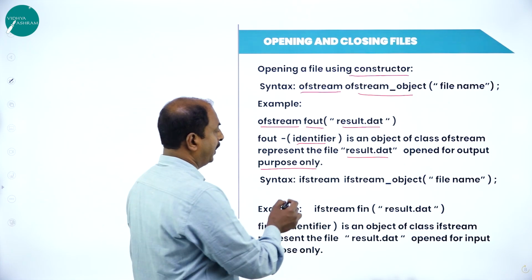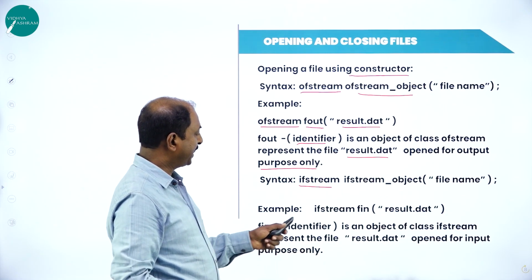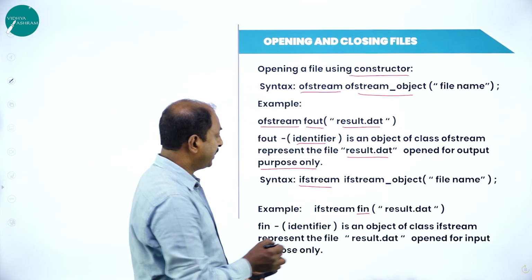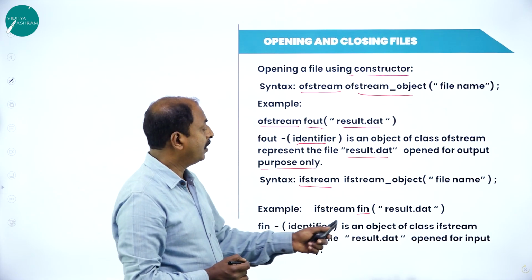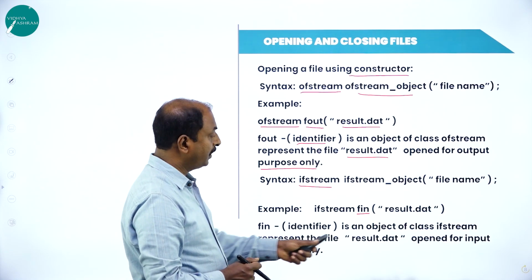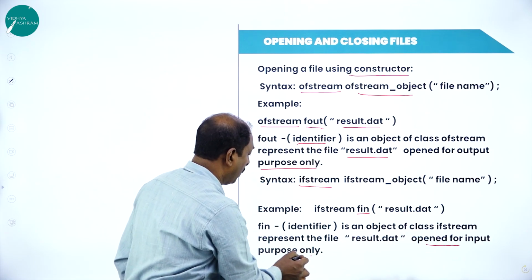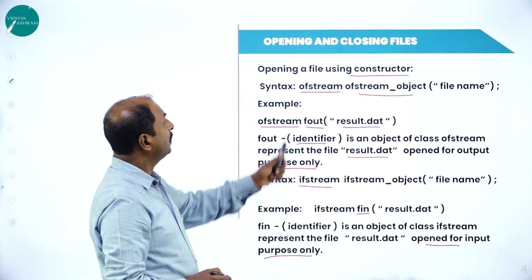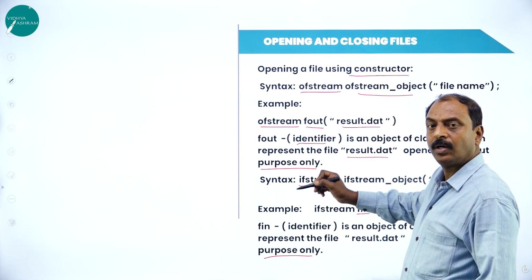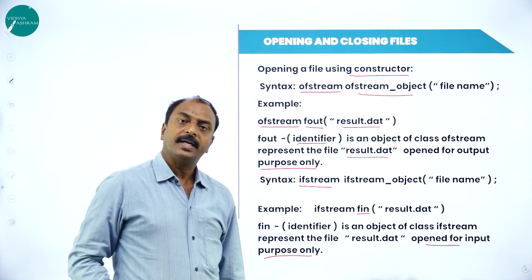Now similarly, ifstream object, file name; for example, ifstream fin and file name. In this example, fin is an identifier, or an object of the class ifstream. Here I stands for input. So it is an object of the class ifstream, and it is opened for input operation or input purpose only. So these two are for opening a file, one for read operation and one for write operation. This is one method of opening a file, using a constructor.